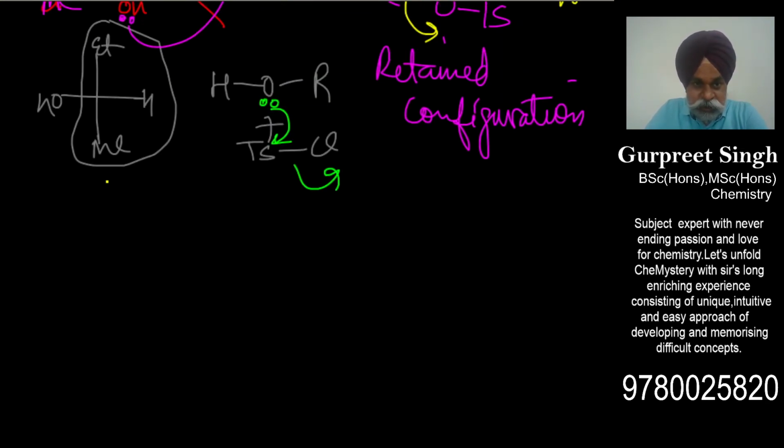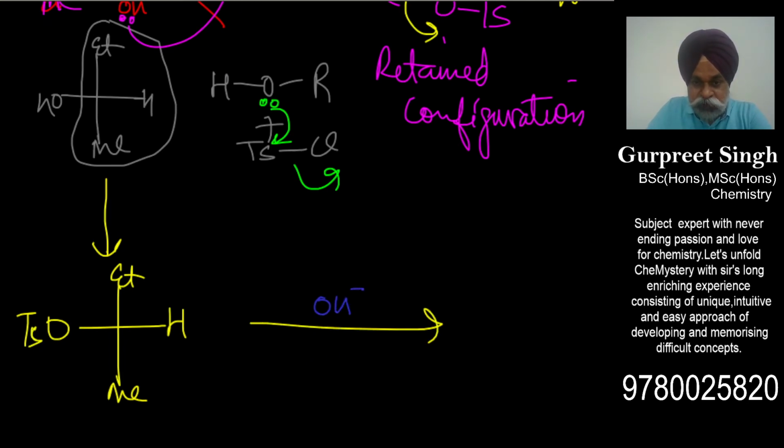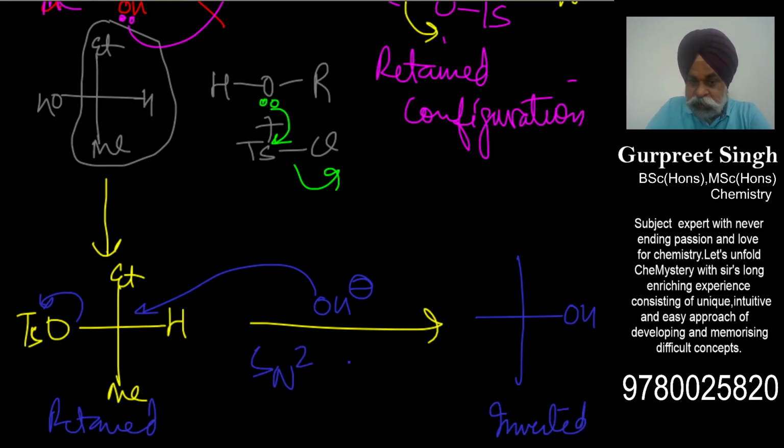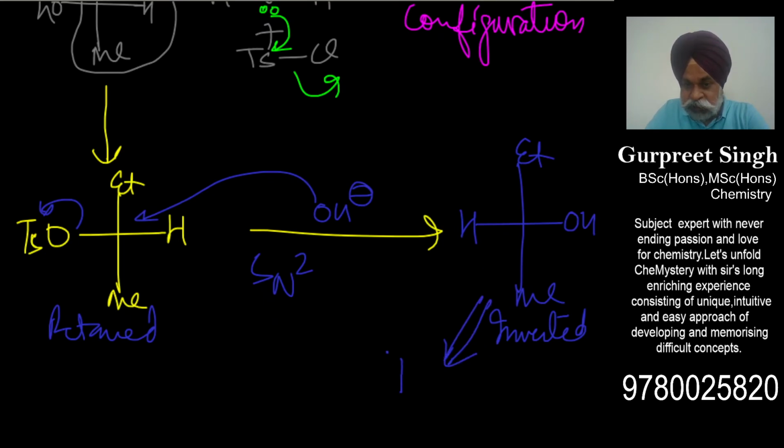So if I would say here that we started with this, here you would get OTs, this is ethyl, methyl, and H, and thereafter you have treated with OH negative. This OH negative attacks this carbon, this OTs has to go out, and the configuration would be exactly the opposite of the retained one. Now you would get the inverted geometry, a feature of the SN2 reaction. So what you basically get is this methyl and this is H. So now you could see this is exactly the same configuration as 1.